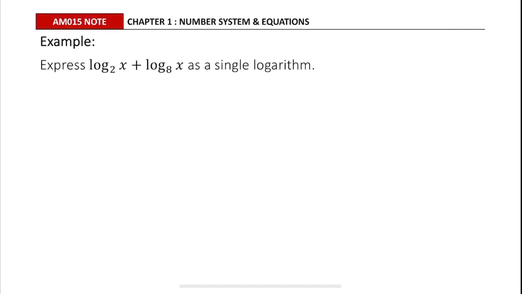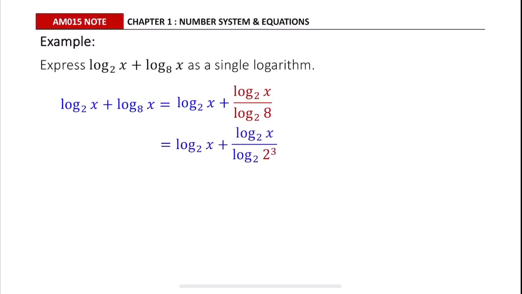So, the example is: express log base 2 of x plus log base 8 of x as a single logarithm. We know that we can express the sum of two logarithms as a single logarithm when their bases are the same. So, in this question, we have log base 2 and log base 8. It is better to change log base 8 to base 2, and we get this. Then 8 can be expressed as 2 cubed, which then becomes 3.